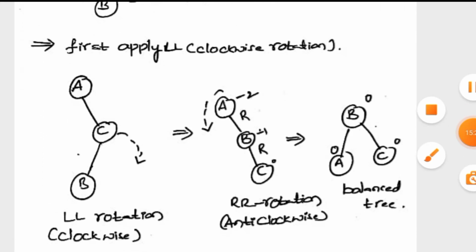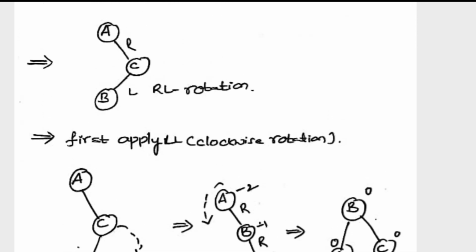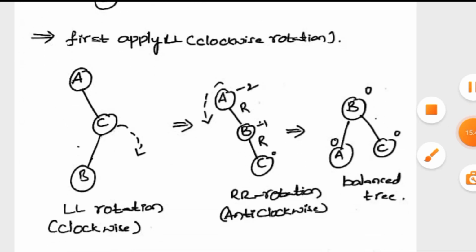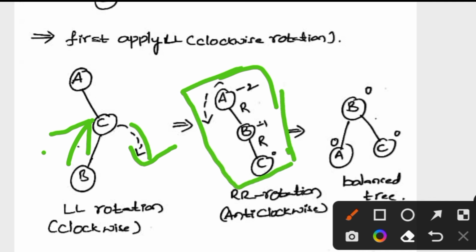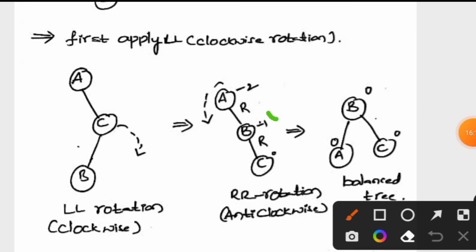See now how we can apply the RL rotation. First we apply the last one, that is L. So first we have to apply LL rotation. Here we can see how to apply it. From this B we apply L rotation. So C will move to the right direction, and in the place of C, B will become. Like this it will become. After that B and C will come to the right direction.